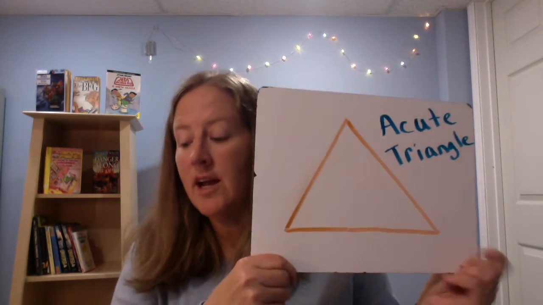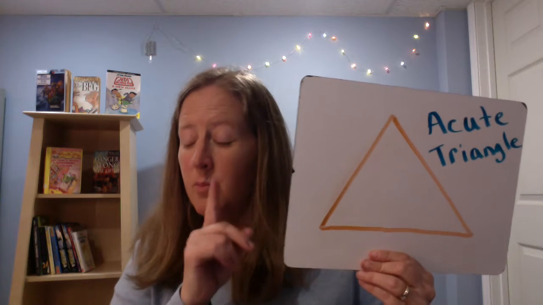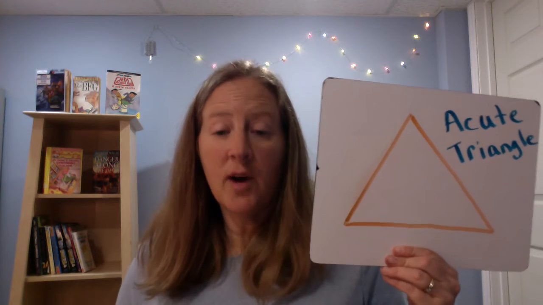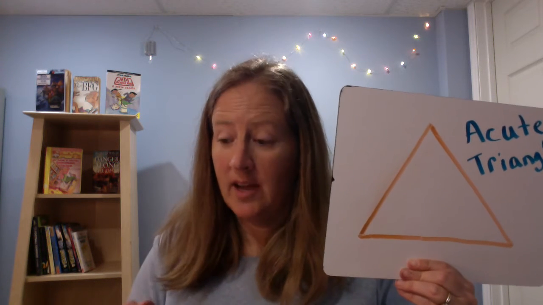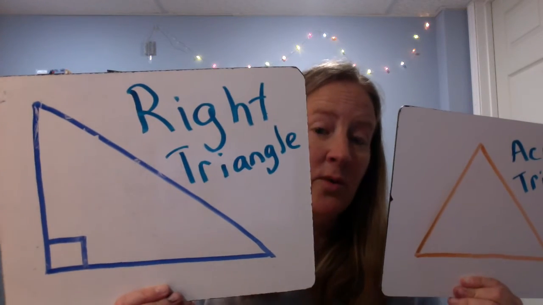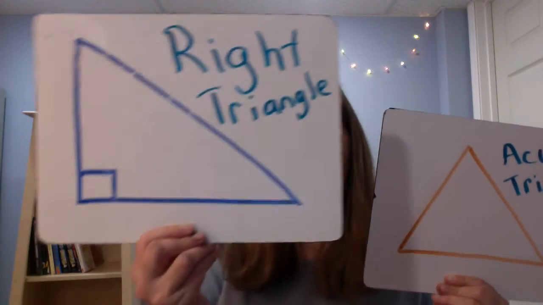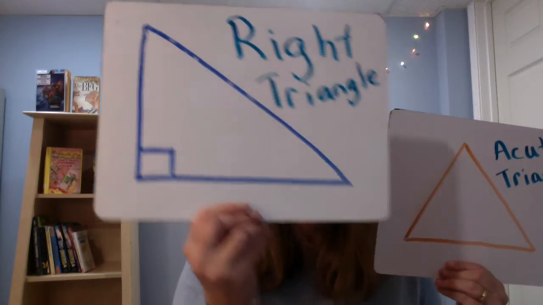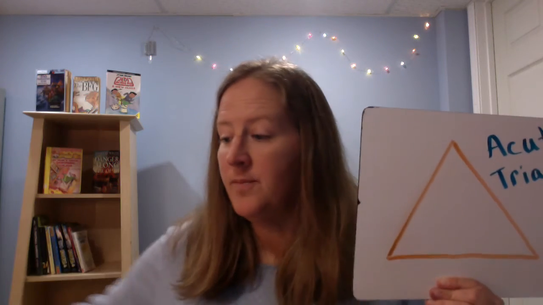Yeah, I tried. So this is an acute triangle. An important thing to remember is that all triangles have some acute angles. This right triangle has two acute angles in it, but since it has one right angle, it is called a right triangle.